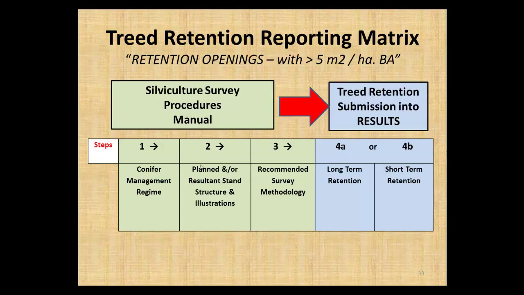But as life progresses, things end up in your lap and you end up with planned or unplanned or resultant stand structure. So I try to categorize that within the matrix too. If we've got this type of stand structure, here are some illustrations of that structure. Here are some actual links to photographs of examples of the structure built into this matrix as well.